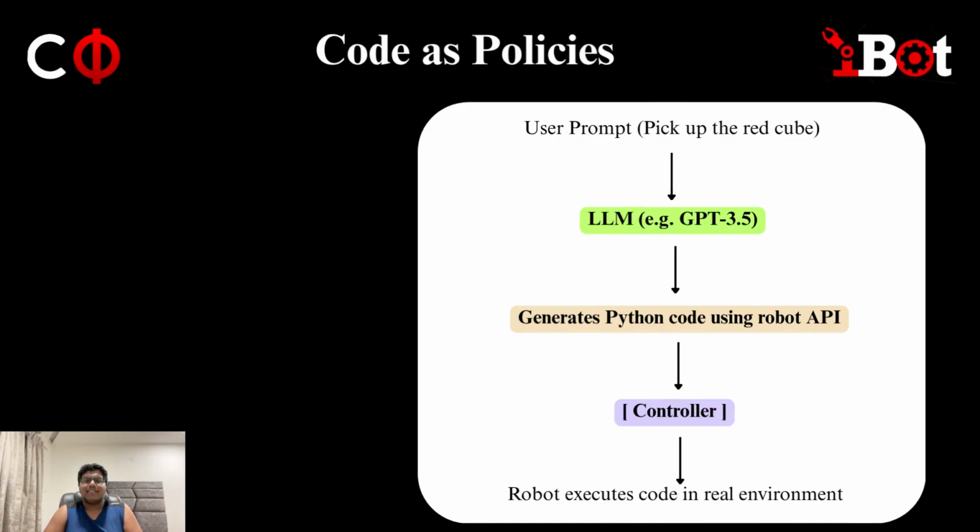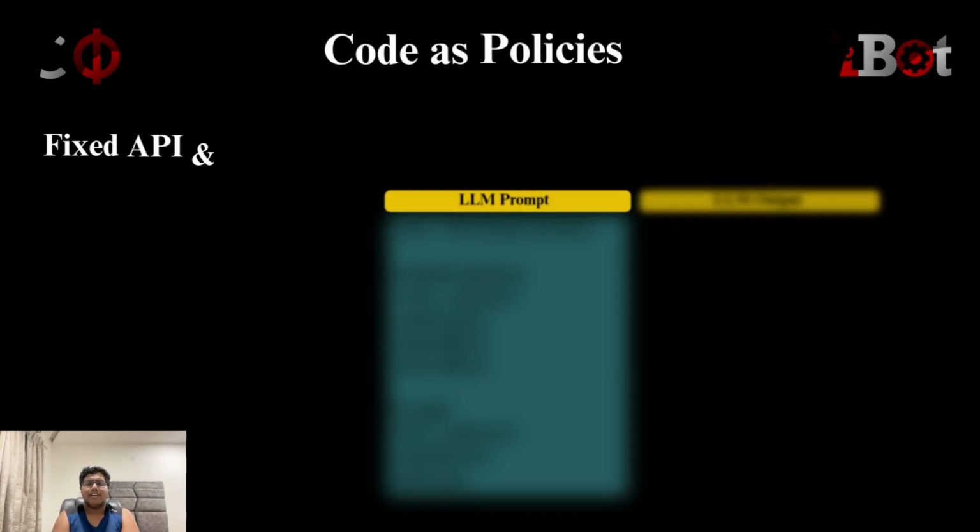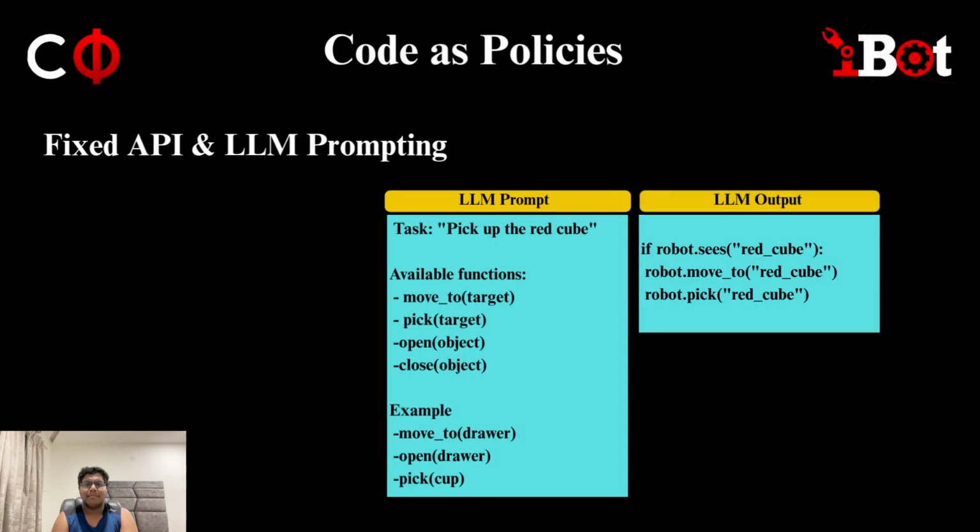Given a natural language instruction like pick up the red cube, the language model generates real robot control code that can be executed immediately. Let's say the user says pick up the red cube. The LLM returns code like this. The robotic environment exposes a fixed API: move to, pick, open, etc. The LLM is prompted with these available functions along with task descriptions and examples.